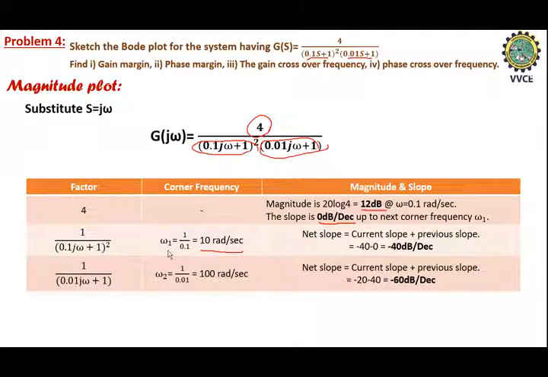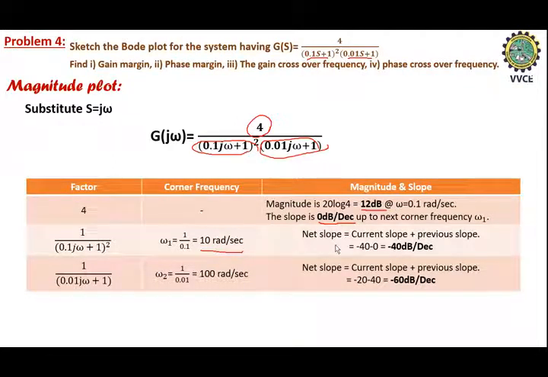And the next factor is 1 divided by (0.1 j omega plus 1) whole square. It is squared, so the order is 2, which doubles the initial slope. Initially for 1 divided by 1 plus st the slope is minus 20 dB per decade. Here it is squared, so it is minus 40 dB per decade. And T value is 0.1, so the reciprocal of 0.1 is 10 radian per second. This is the corner frequency.